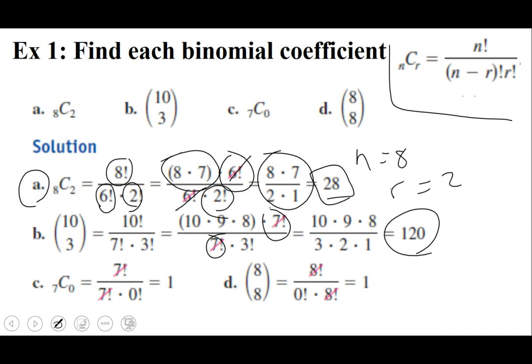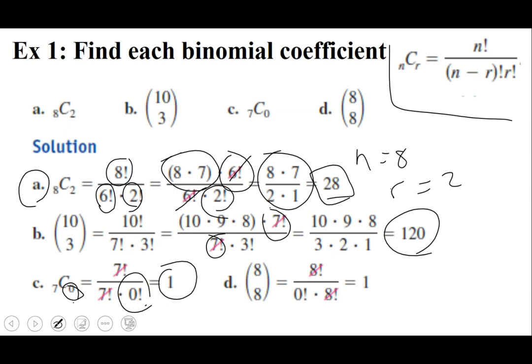Here in C, so 7C0, pay attention here. What's going to happen anytime you have a 0 in the R slot? When you have a 0 in the R slot, the factorial on the top is always going to cancel the factorial on the bottom. 0 factorial, in case you forgot, by definition is always equal to 1. So anytime you have a 0 in the R slot, you're always going to get a final answer of 1. And if you can just remember that, you don't even have to show any work.